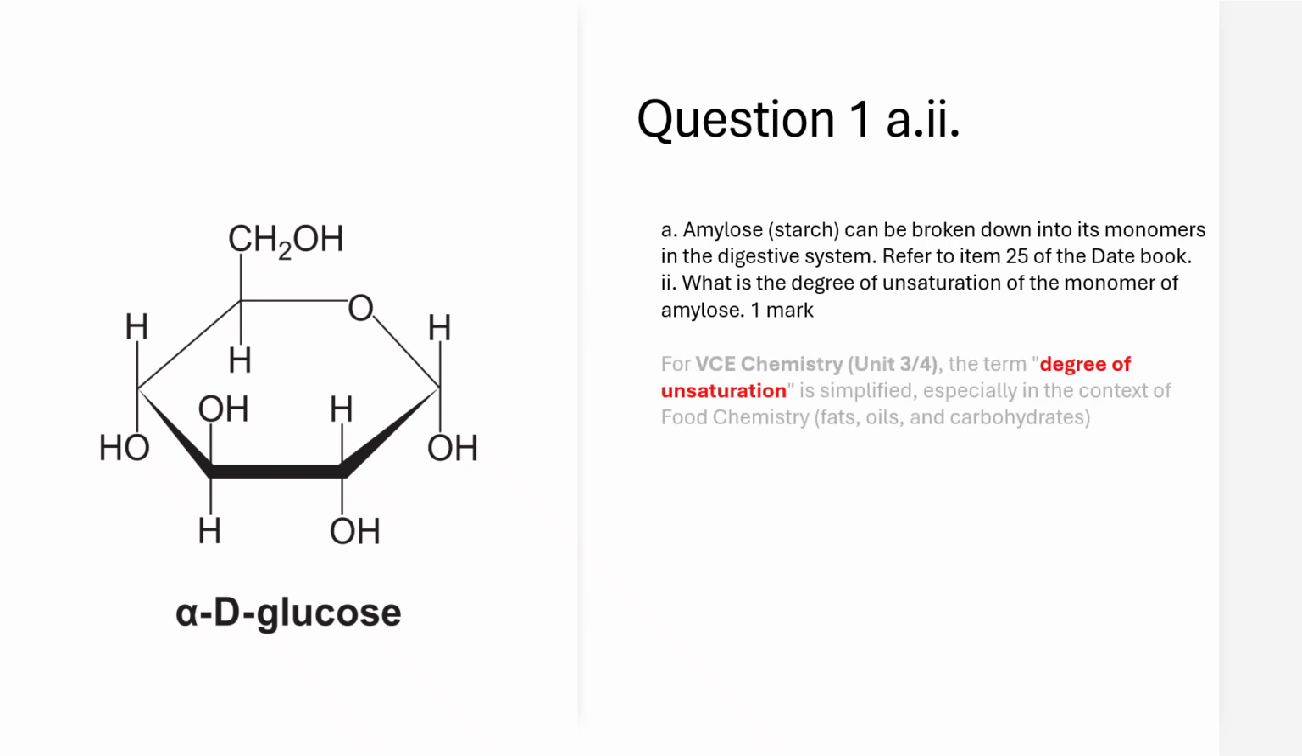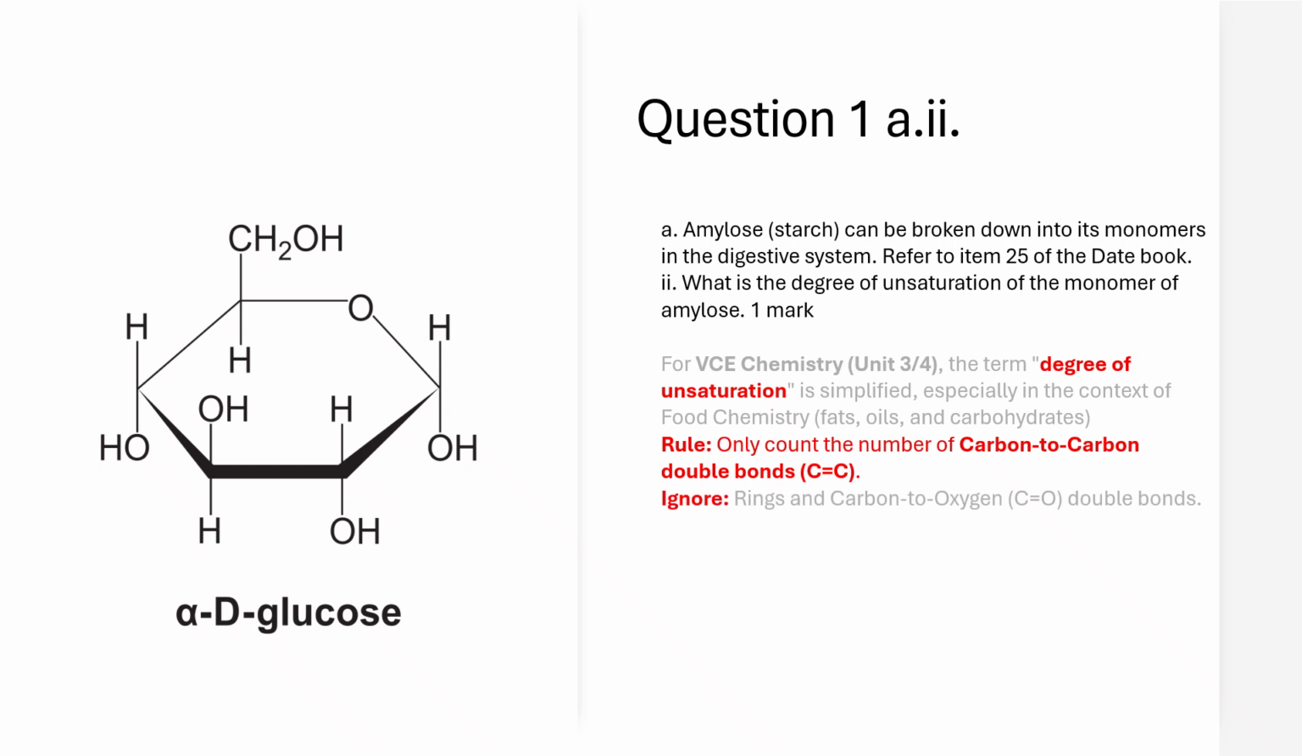For VCE Chemistry, Unit 3/4, the term degree of unsaturation is simplified, especially in the context of food chemistry of fats, oils, and carbohydrates. Rule: only count the number of carbon-to-carbon double bonds. Ignore rings and carbon-to-oxygen double bonds. Example: glucose amylose. Even though it has a ring or a carbon-oxygen double bond, it has 0 carbon-carbon double bonds. VCE answer: 0.